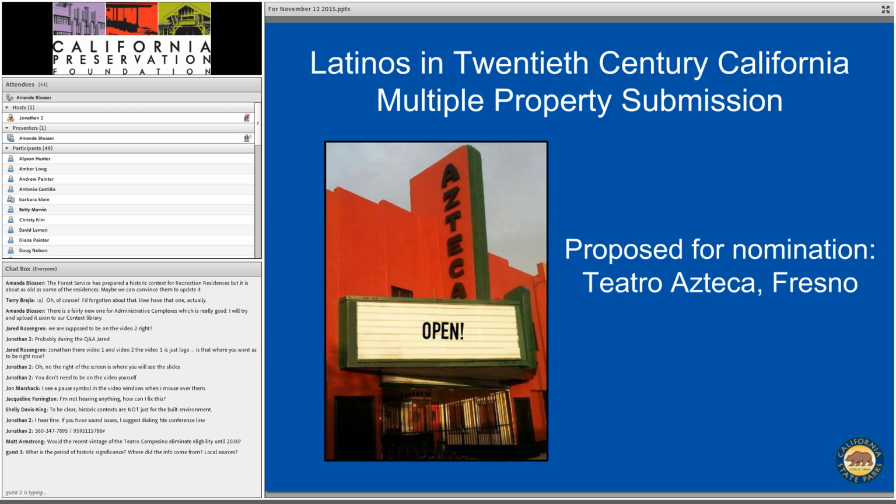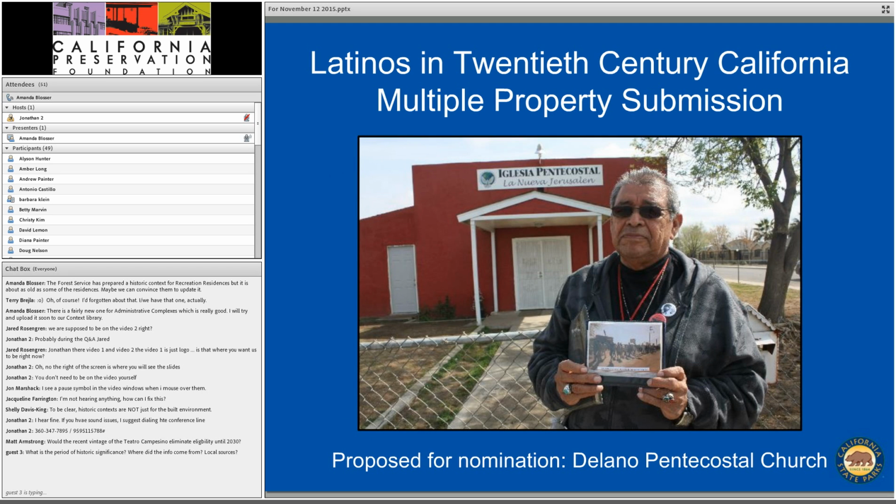But I think to really demonstrate its significance, to link it with broader history, which will lend more importance to this specific theater, we look at it here as being significant within the context of Latinos making a life in California, and specifically Latinos in the arts. And you can also look at this theater within the context of business and commerce in Latino communities. So I hope that gives a little bit of a sense of the importance of having already pre-written these contexts in the multiple property submission, and then the importance of applying them and how to apply them to specific properties.